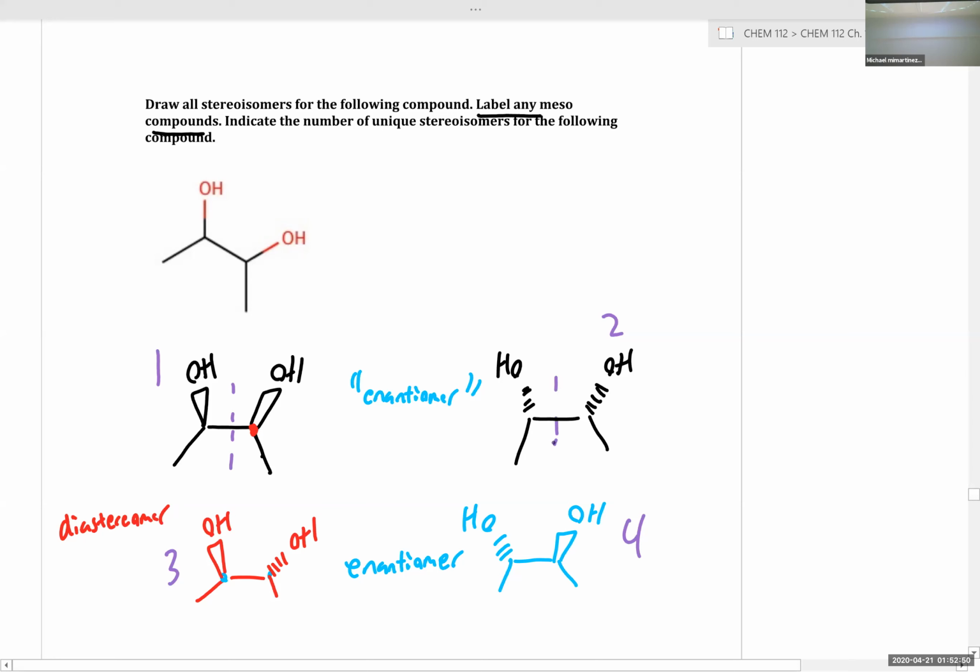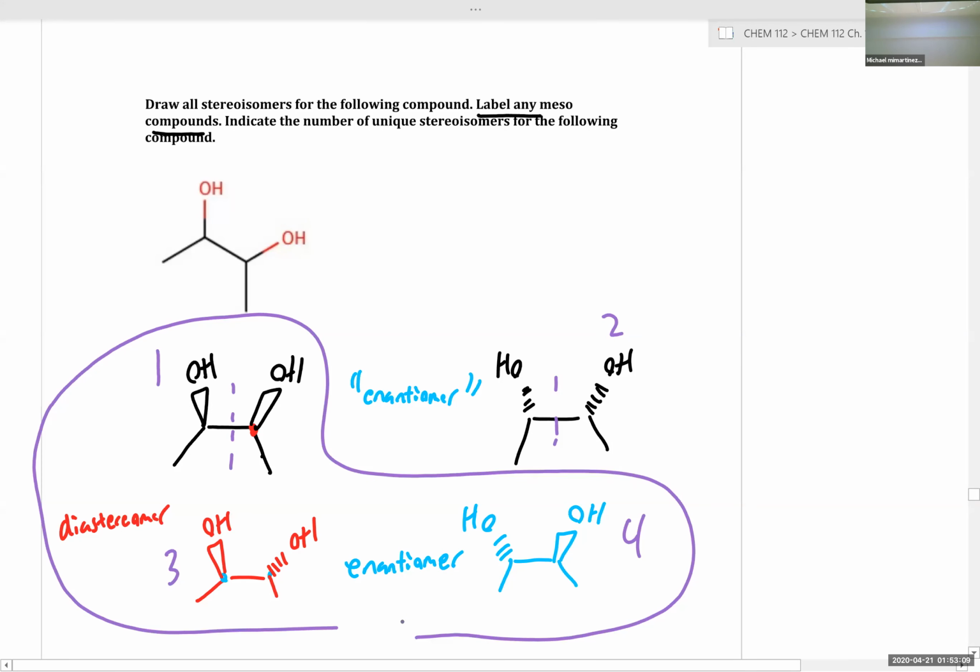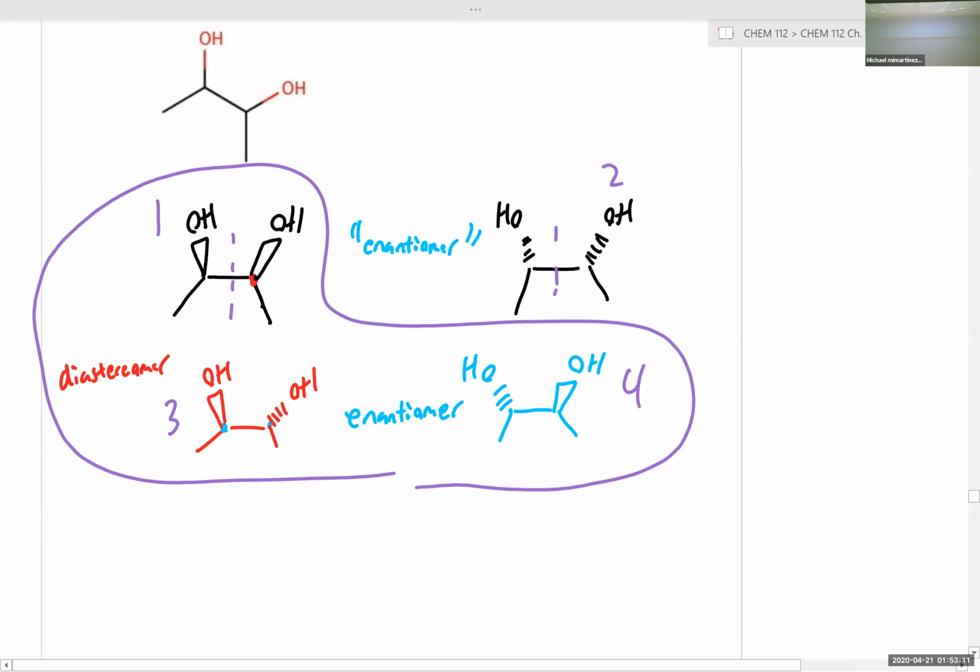So here's a model of structure 1. You can cut it straight down the middle, and both halves are perfectly identical in stereochemistry and substituent type. Perfect. So then we only really have a total of 3 unique stereoisomers.